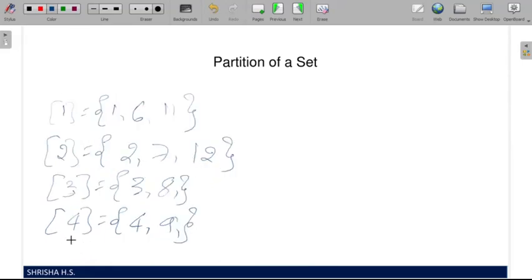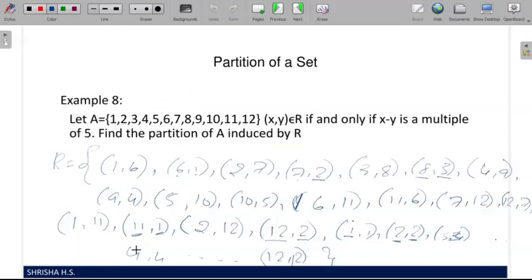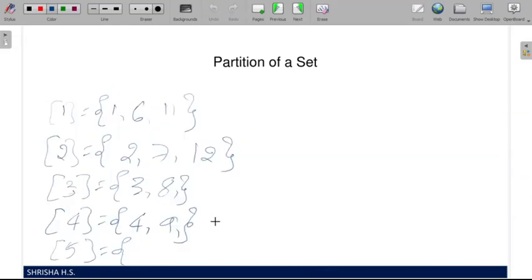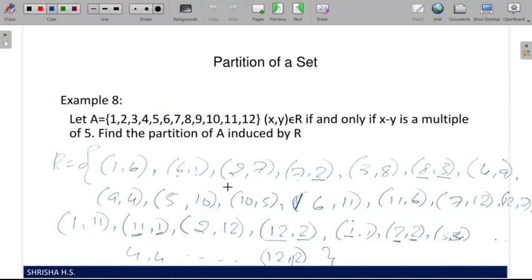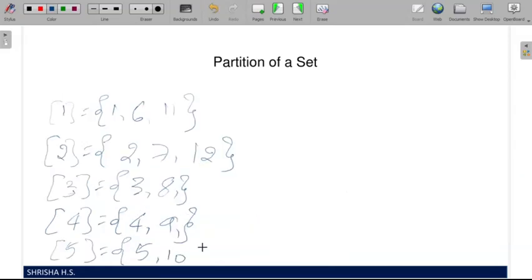Next one, let's take 5. So 5 comma 5 is there, so straight away we can write. Apart from that, second place is 5, first place is 10. Okay, so only 2 are there.